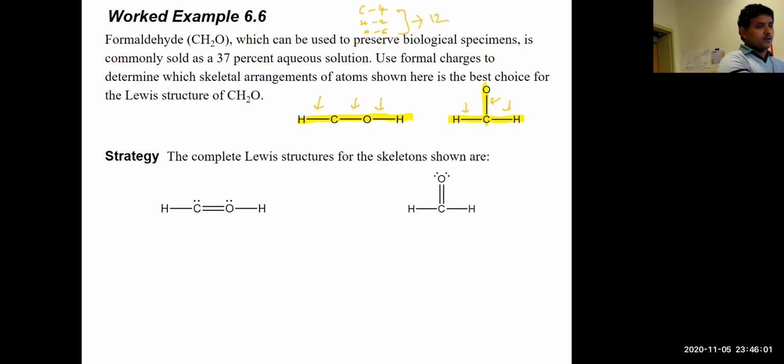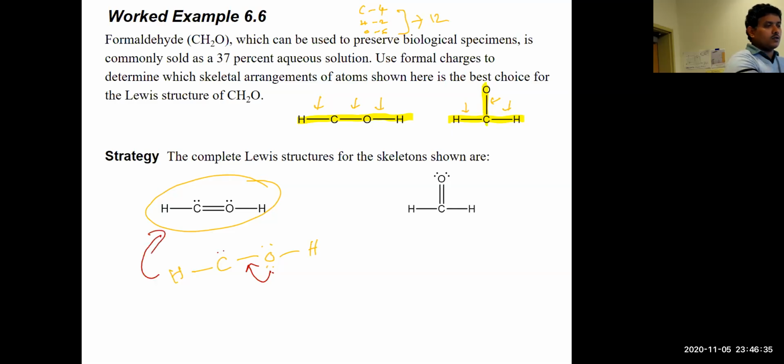And how did we come to this structure? We have 3 lone pairs. We gave them to the most electronegative atom first. I'm just changing pen color so you can clearly see. Okay, and now oxygen has an octet of electrons, but carbon doesn't. So you are going to convert one of the lone pairs to a double bond. That's how you come to this structure.